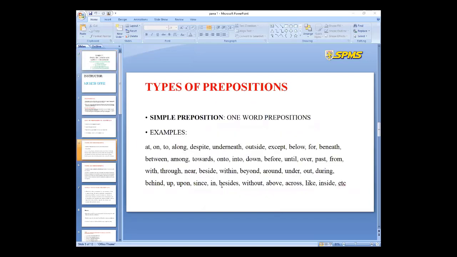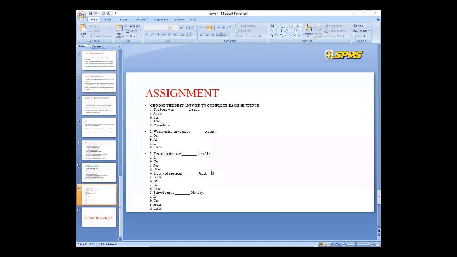Now, before I end the class, I want you to copy these questions on your screen as your assignment. We are going to choose the best answer to complete each sentence. We have 5 questions here with options under them. You are not going to answer them now, but you have to copy them. When we meet, we are going to share your answers together.